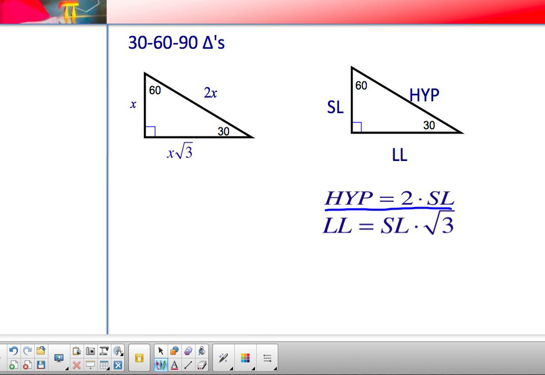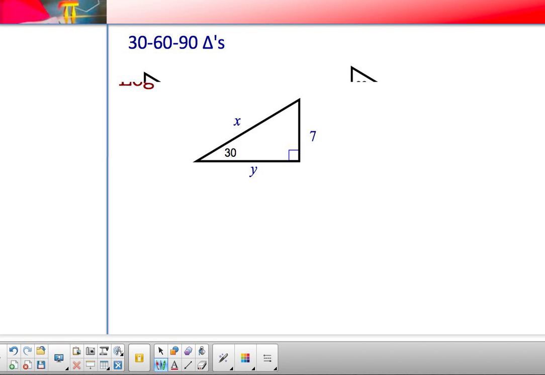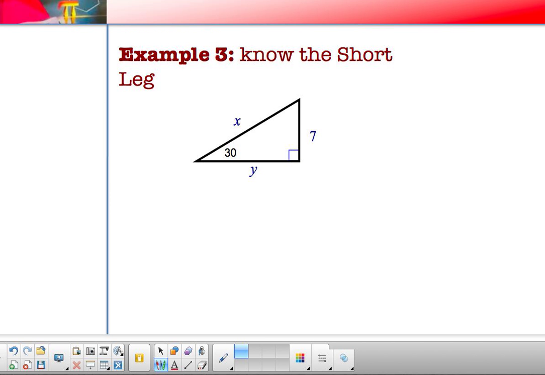Okay, now we can see that in a formula written here. The hypotenuse is 2 times whatever the short leg was, and the long leg is the square root of 3 times whatever the short leg was. All right, so let's do an example. Let's say we know the short leg. Those are always the easiest types of problems because everything else is based off of the short leg.